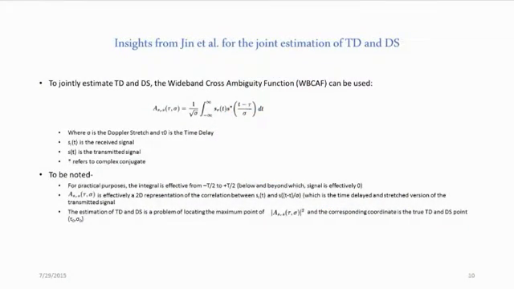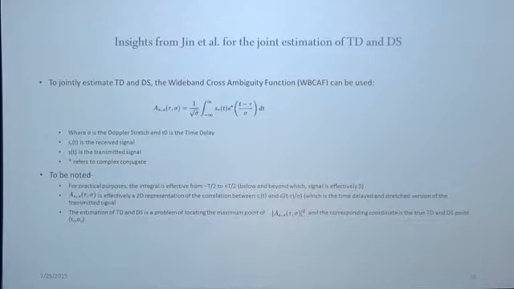Particularly from the literature review, this one paper gave us some insights about signal design and estimation. They proposed something called the wideband cross ambiguity function, which is basically a 2D representation that couples the delay and stretch factors. Effectively, it is the cross correlation between the received signal and a time delayed and stretched version of the transmitted signal.